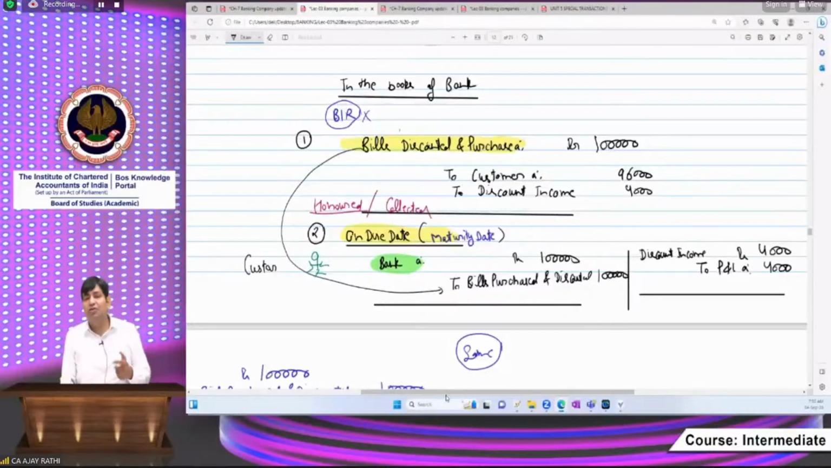Either the drawee has to pay or the customer has to pay. Since he has utilized that amount on the bill discounted date, he will be debited for the income, that is the discount income. Discount income is another name for interest, and that has become the income of the bank. Rest all the entries will be the same except one: instead of the bank account, the customer account will be debited only.